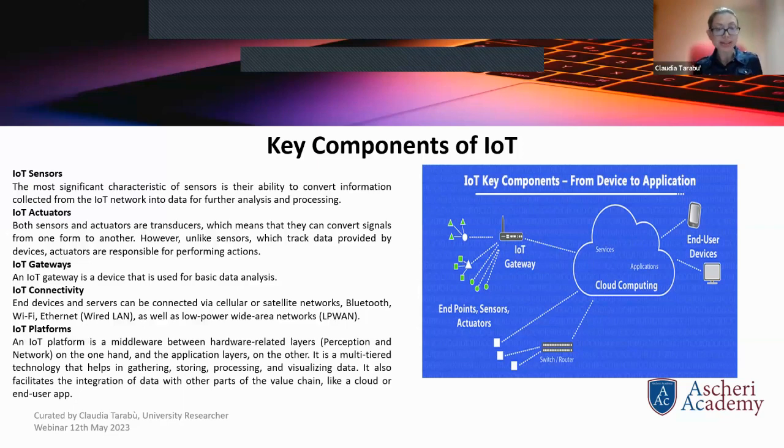An IoT platform is a middleware between the hardware-related layer, the perception and network layers on the one end. Don't worry, because we will see these layers later. So the hardware-related layers and the application layers on the other end. So it is a multi-tiered, multifaceted, complex and articulated technology that helps in gathering, in storing, in processing, and also in the important part of the visualization of data.